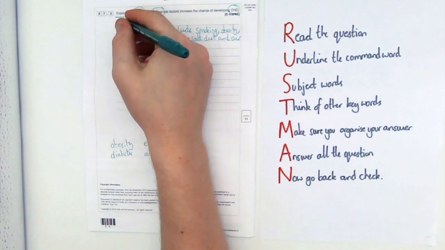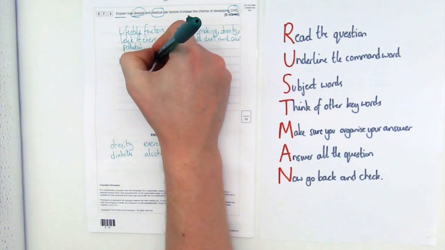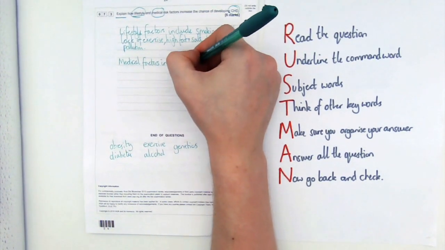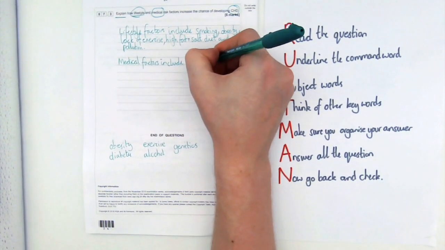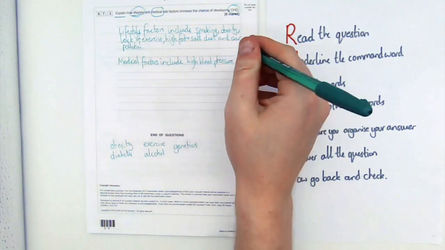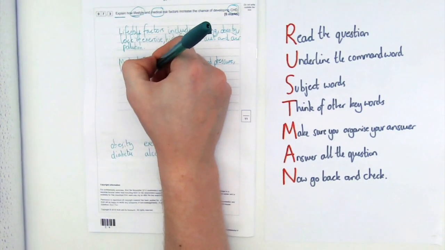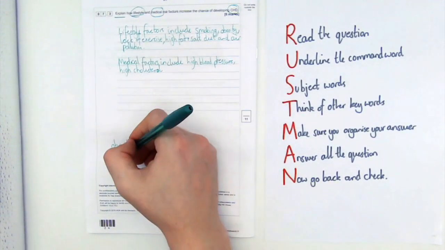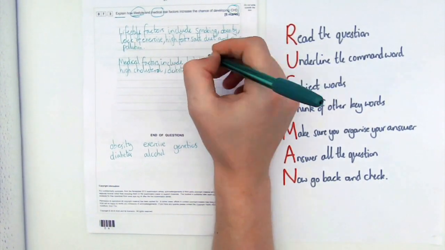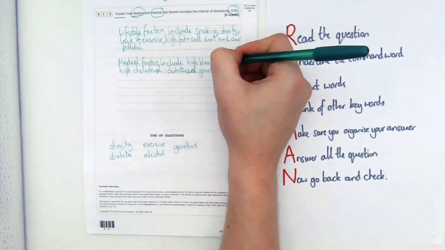So medical factors, so I'm going to start a whole new paragraph, so I'm organising my answer, include things like high blood pressure. You might not be able to help that. That's a medical thing, isn't it? You don't go, I'm going to have high blood pressure today. High cholesterol, things like diabetes, as we said, and things like genetics. Okay, you don't choose the genetics that you're born with.